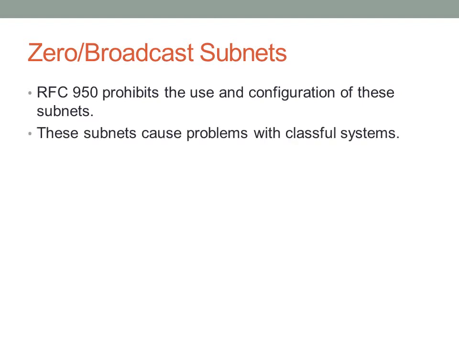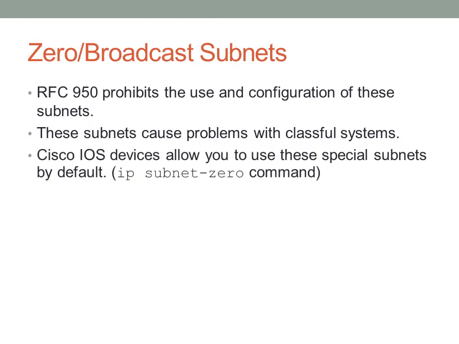Now, these subnets can actually cause problems with classful systems, so I discourage their use, but in fact, by default, Cisco IOS devices will allow you to use and configure these special subnets. The ip subnet-zero command is applied by default. This is not something you actually have to type in. This is something that modern routers will automatically apply. You won't even see it in the configuration just because it's automatically there.